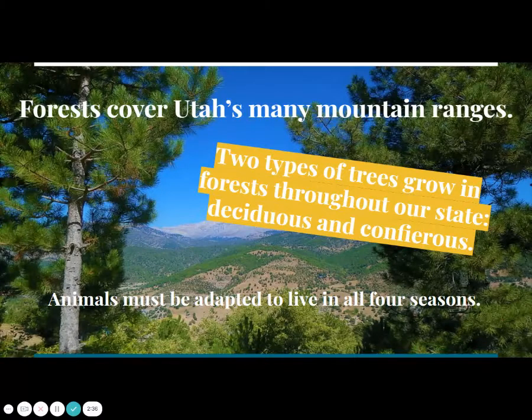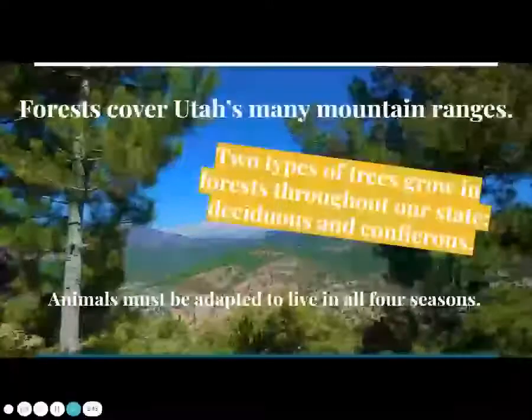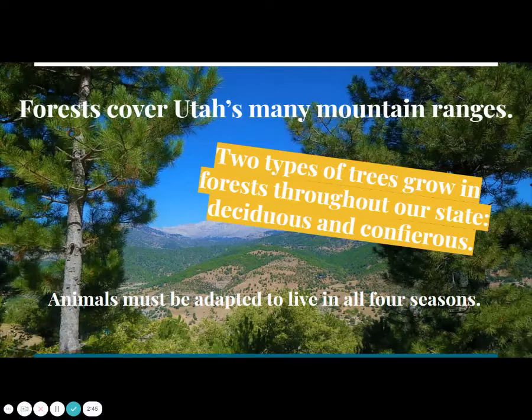Deciduous trees, like aspens or cottonwood trees, change colors and lose their leaves in the fall, whereas coniferous trees, like blue spruce, have pine needles that stay intact all year long. The climate of a forest can range anywhere from freezing temperatures to hot summers, so animals must survive in multiple seasons. Often their coats change depending on what season it is.